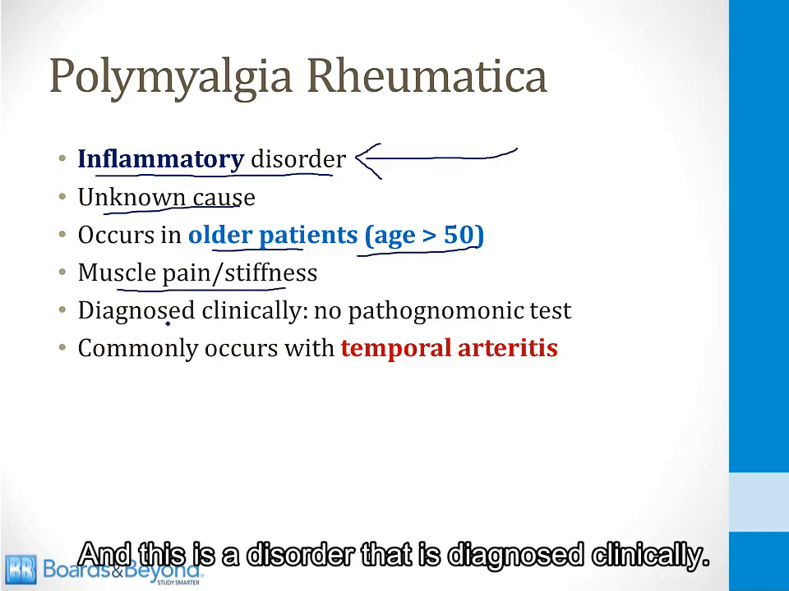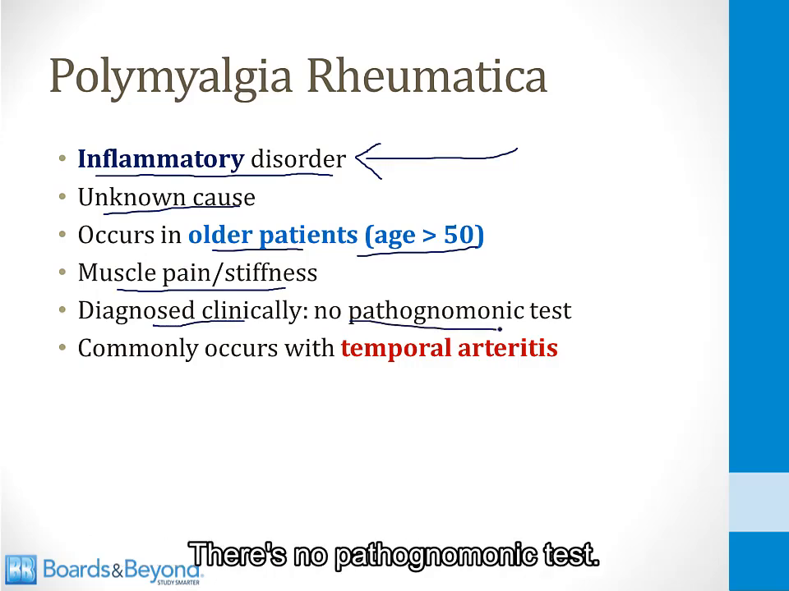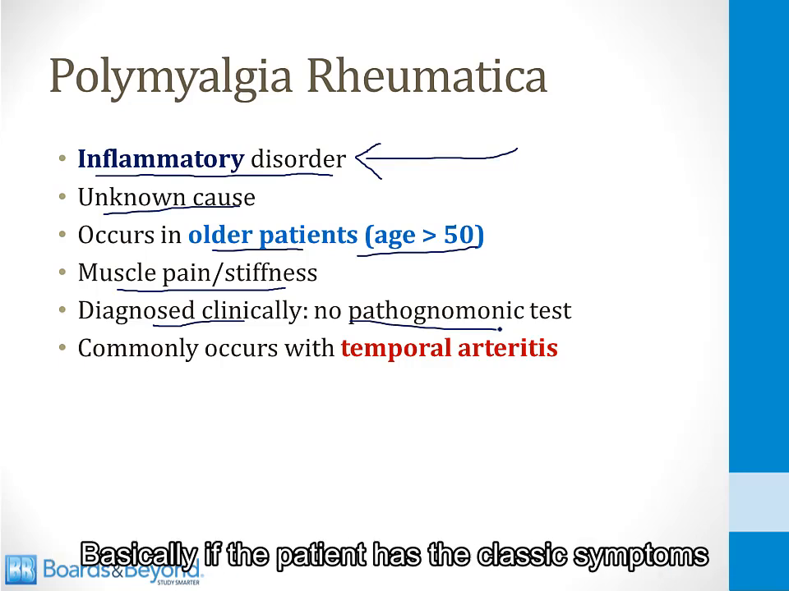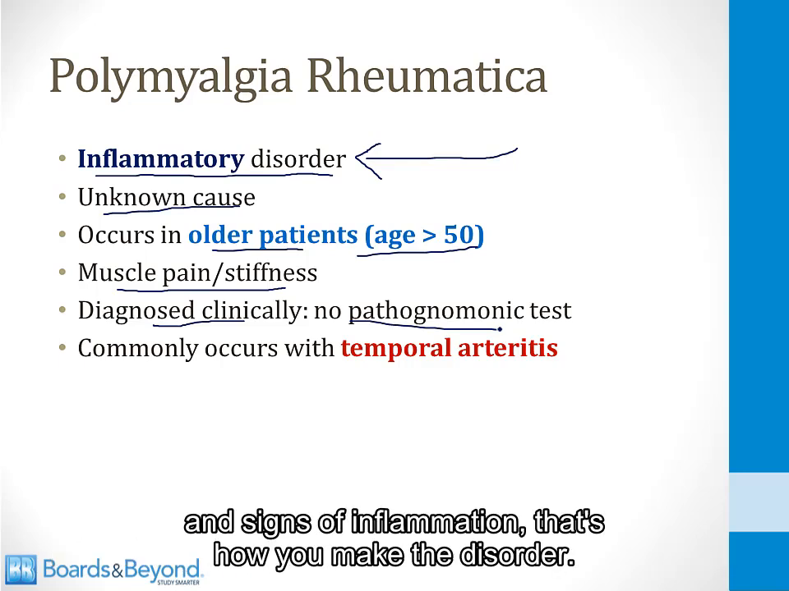And this is a disorder that is diagnosed clinically. There's no pathognomonic test. There's no biopsy specimen you need to be aware of. Basically, if the patient has the classic symptoms and signs of inflammation, that's how you make the diagnosis.